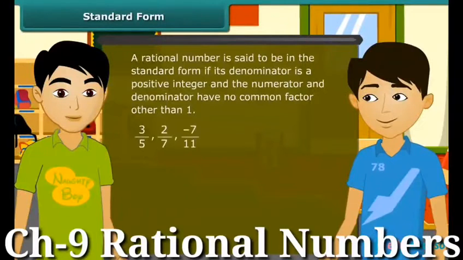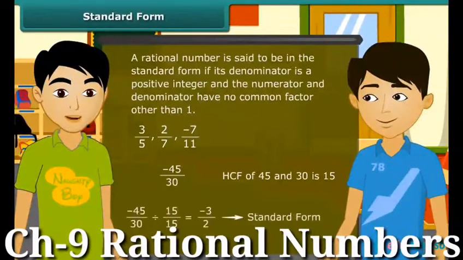And if the numbers are not in the standard form, then they are reduced to the standard form. For example, -45/30 is not in the standard form. We will reduce it by dividing its numerator and denominator by their HCF. Here the HCF of 45 and 30 is 15.